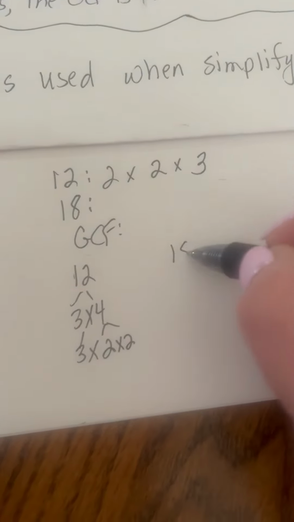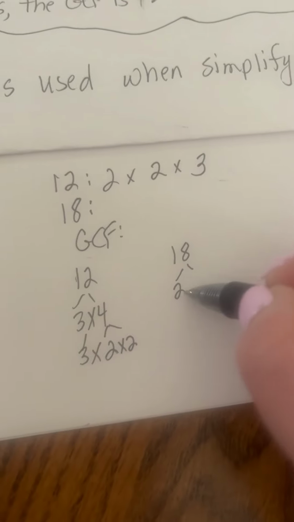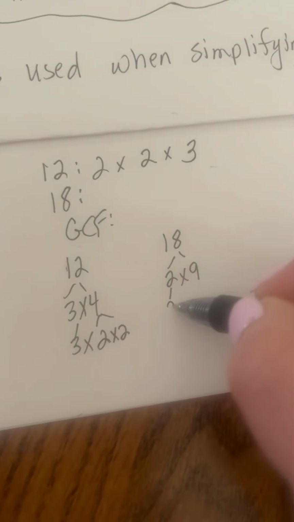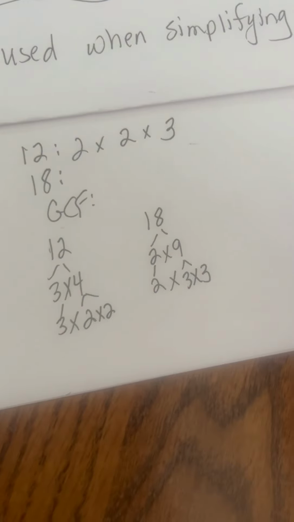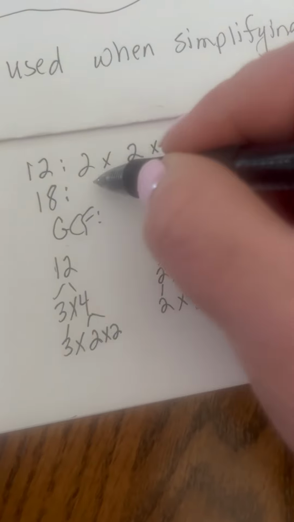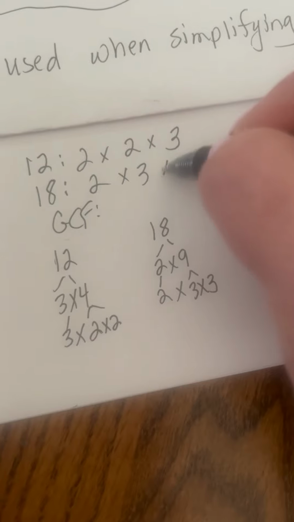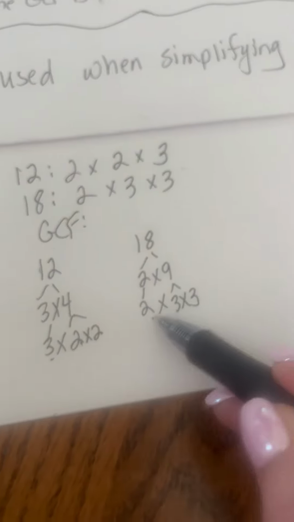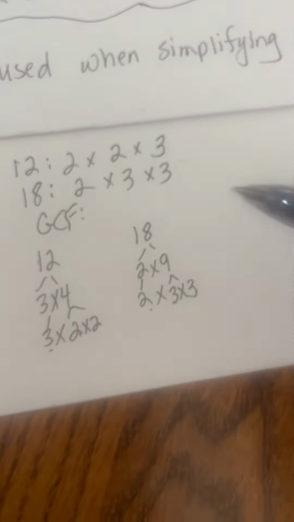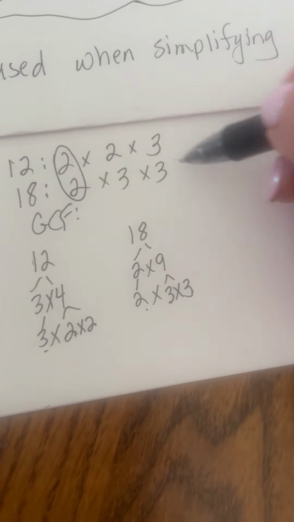Okay, the number 18, 2 times 9 or 3 times 6, it does not matter. Just don't use the number 1. Okay, so it's 2 times 3 times 3. You can always check these because 3 times 2 is 6, times 2 is 12. 2 times 3 is 6, times 3 is 18. Circle the common factors. They have a 2 and a 3.